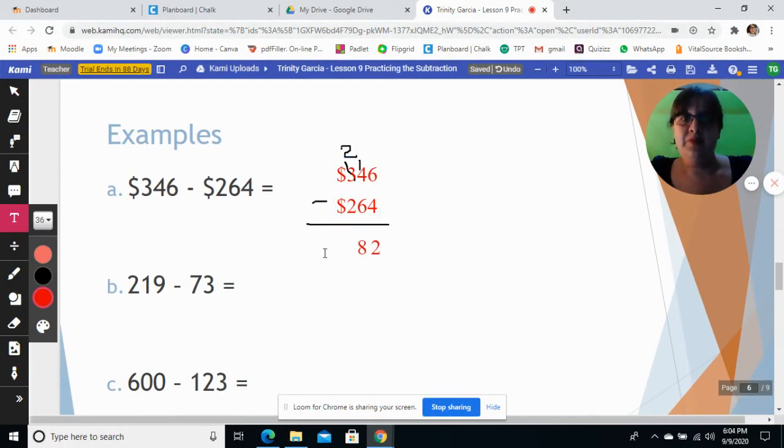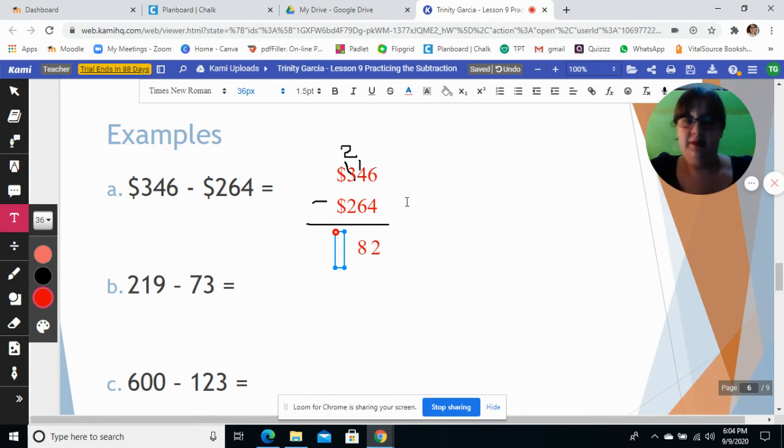So we don't need to write anything there, but we do need to make sure that we drop down our dollar sign, okay? Because we still have $82, and if we just left 82, we wouldn't know that we had $82. We'd just think we have 82 something, okay? So we need to put that dollar sign down. Okay, so when you do not have enough, you need to borrow from the one to the left and then move it over. Okay, that's how we do that. All right, go ahead and do B and C on your own, remembering to borrow.